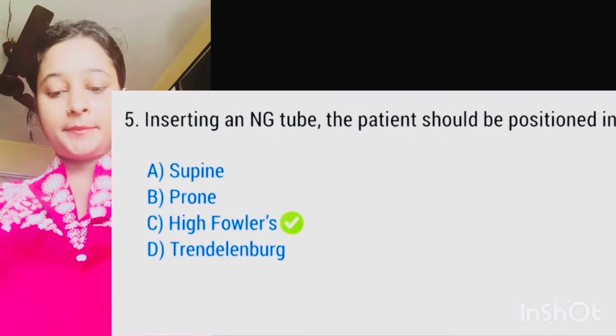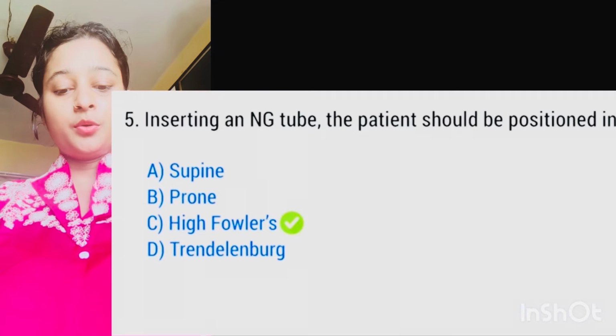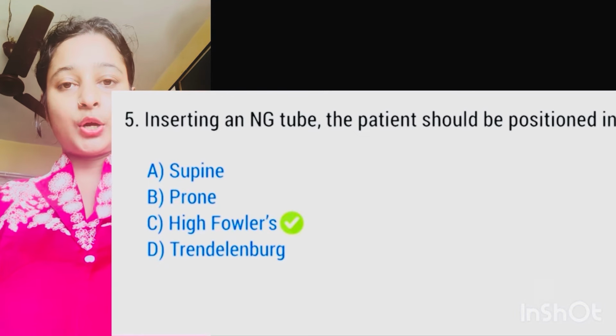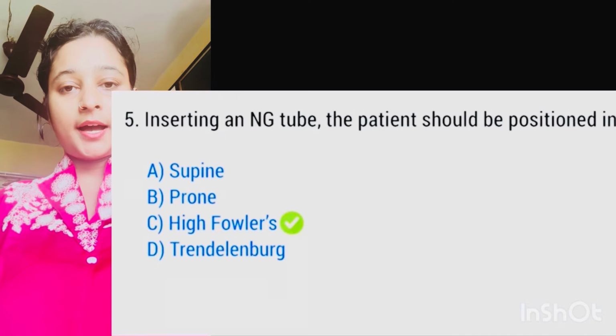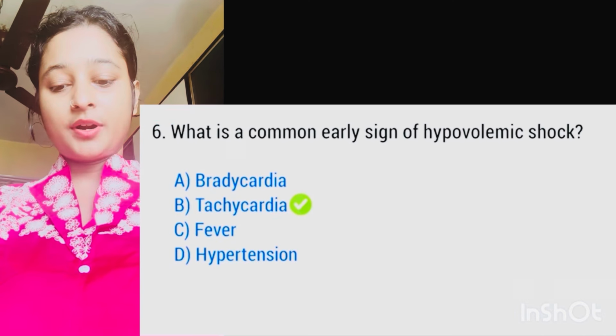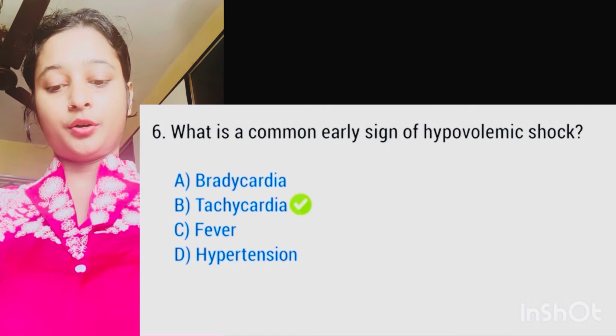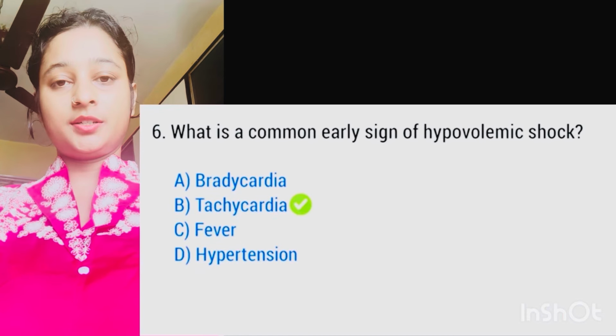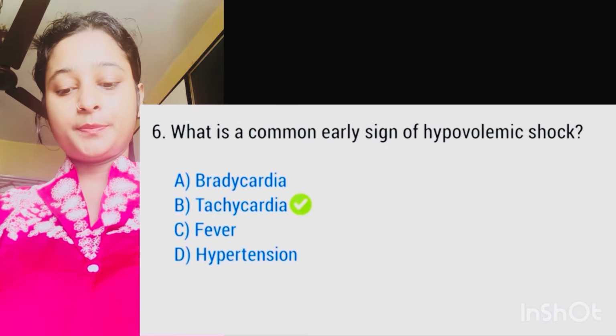Question number 5. Inserting an NG tube, the patient should be positioned in? Here, correct option is option C, high Fowler's position. Question number 6. What is a common early sign of hypovolemic shock? Here, correct option is option B, tachycardia.